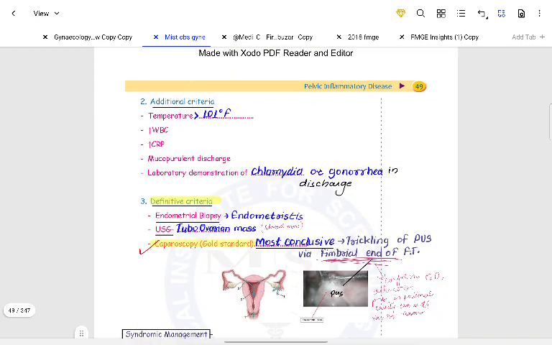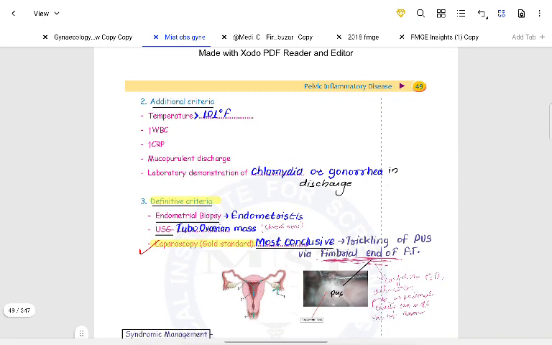Okay, and the additional criteria: because of the formation of pus there will be fever, so the fever should be more than 101 degrees Fahrenheit. There should be increased WBC because there is an infection. There should be increased CRP, again due to infection. There should be mucopurulent discharge, because mucus is formed due to the infection and inflammation, and lab demonstration of chlamydia or gonorrhea in the discharge, because these are the most common organisms that cause it, right?